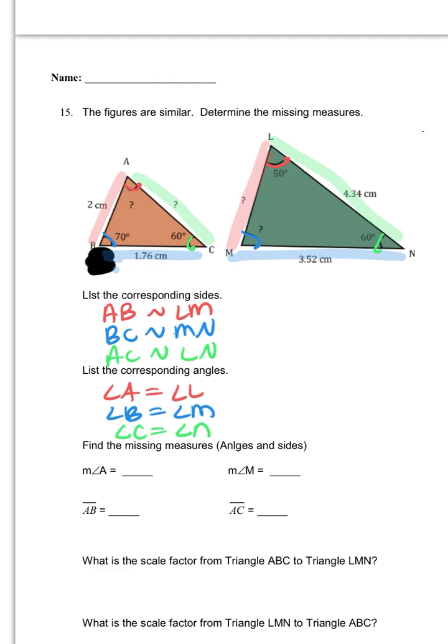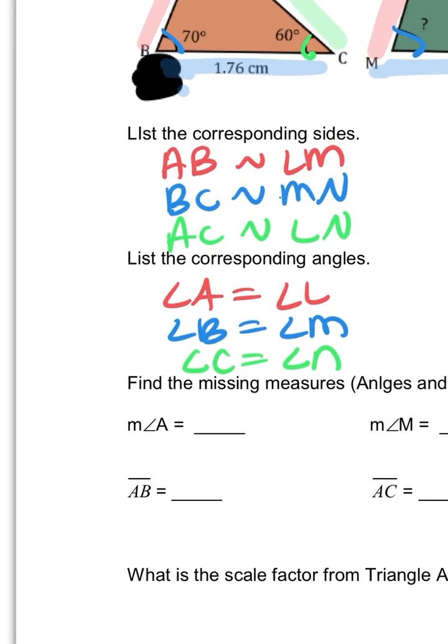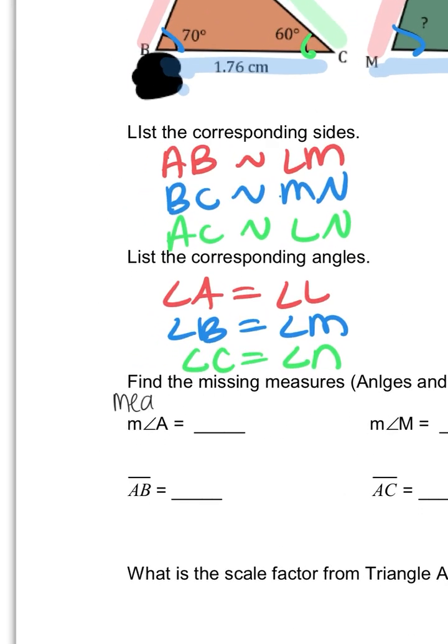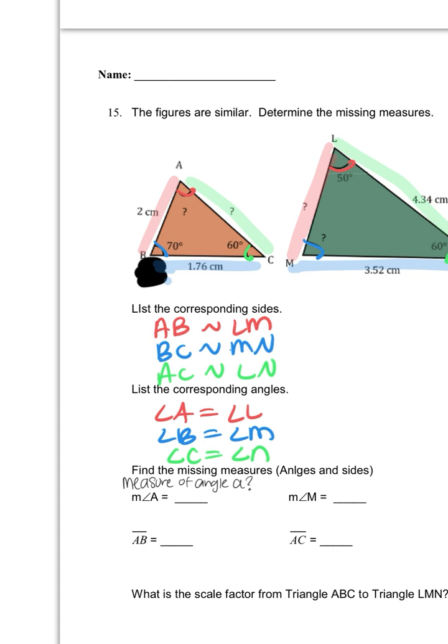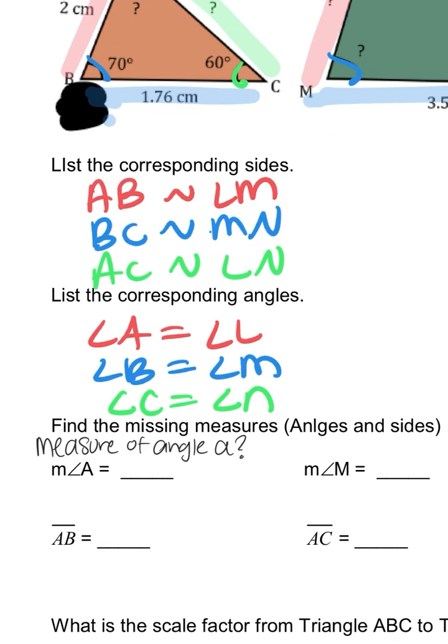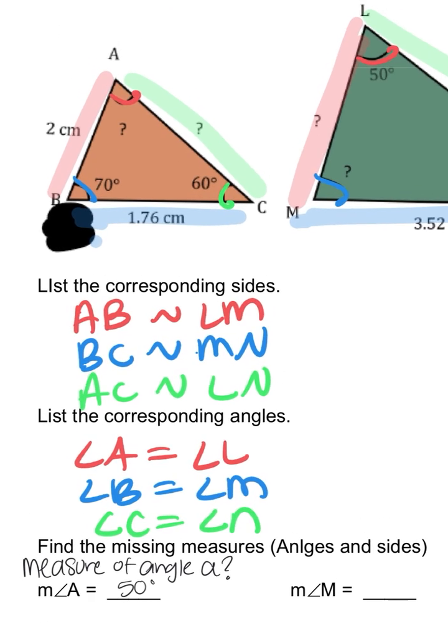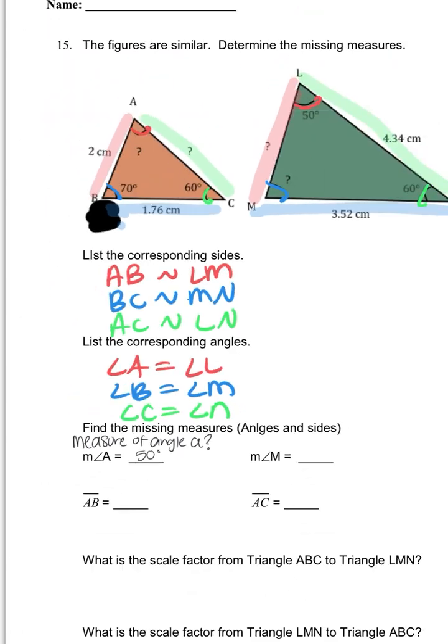So once again, do not forget, if you see something that looks like this, it is reading to you what is the measure of angle. And in this case, it's angle A. So if I take a look, angle A is equal to angle L. And if L is 50, that means A is going to be 50 degrees. Ooh, I don't know why that's like super big. I'm so sorry. A is going to be 50 degrees. The measurement of angle M, so let's take a look. If B is 70, that means angle M has to be 70 degrees.